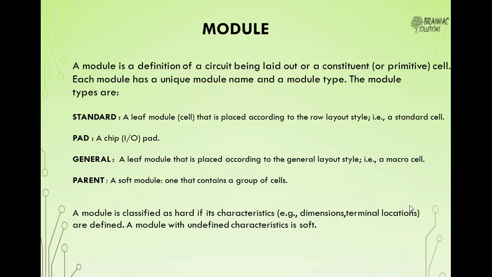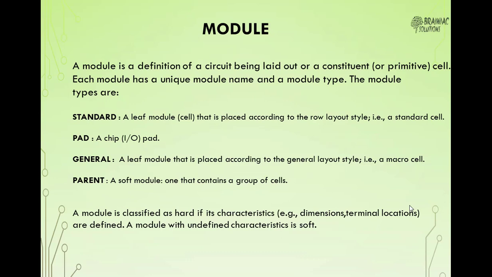Okay, let us take an example. When we have a bigger module and submodules are in it, if the submodules have similar characteristics, that means the standard type of module is repeated again and again, and these are connected in the row layout style, then this type of module is known as the standard type of module. The next one is a pad. A pad type of module has inputs and outputs only.